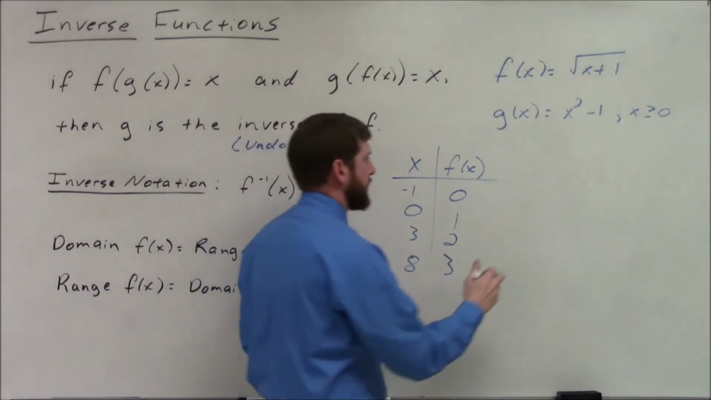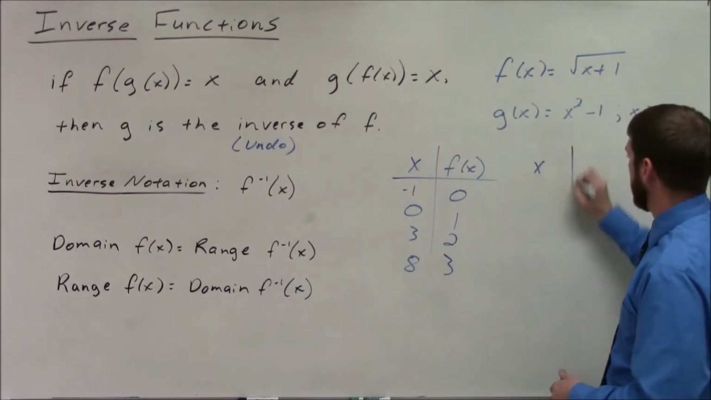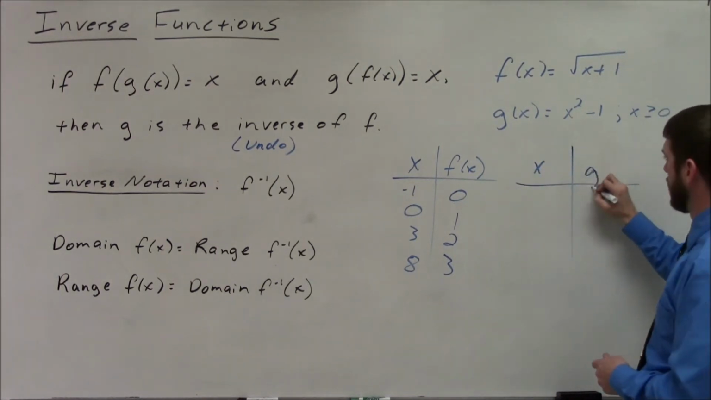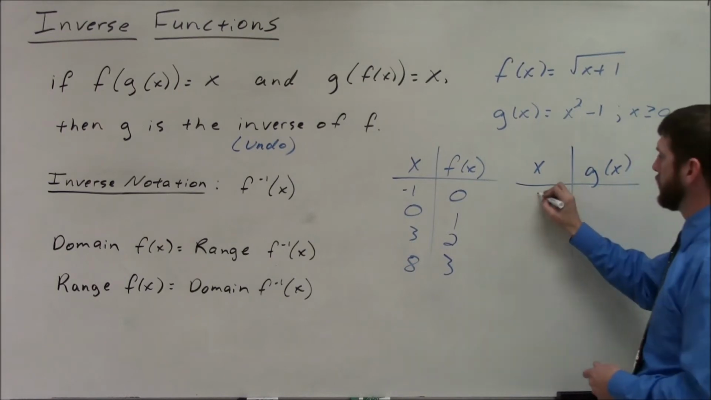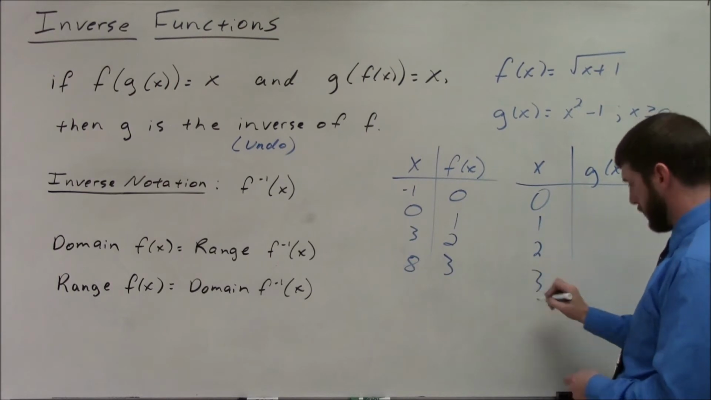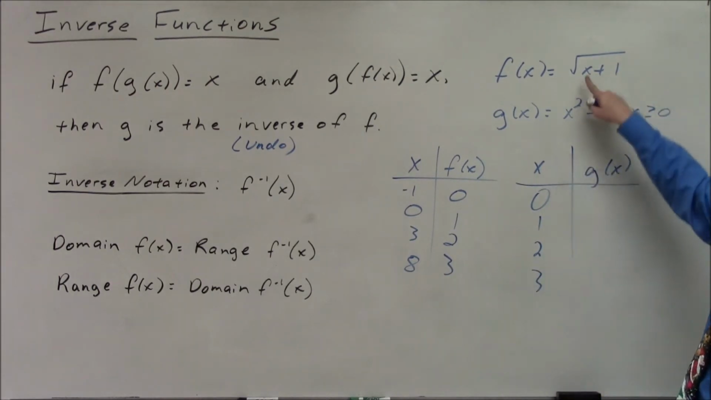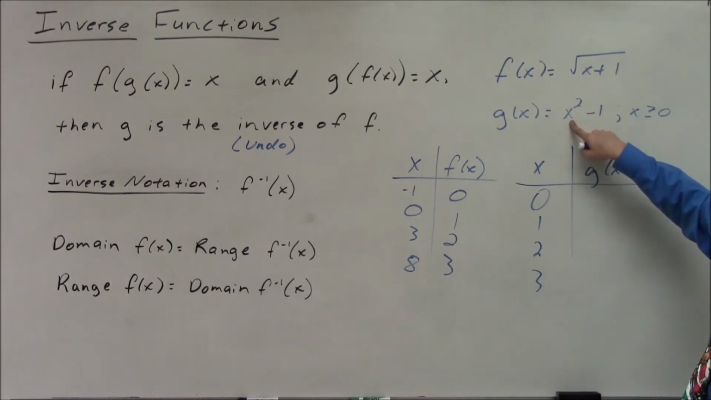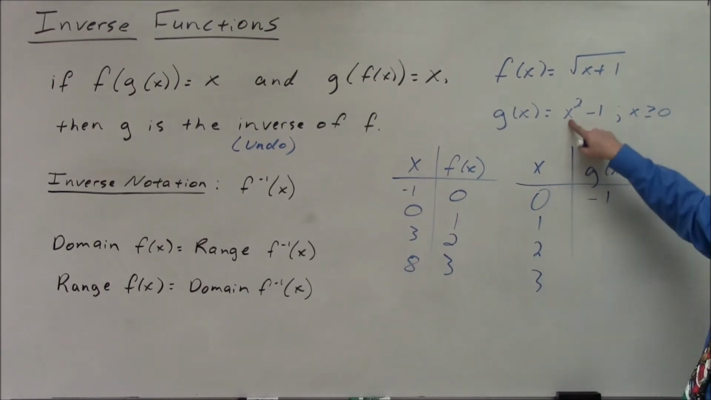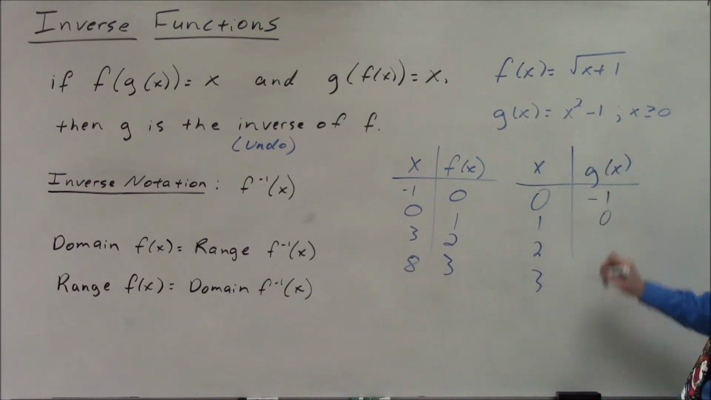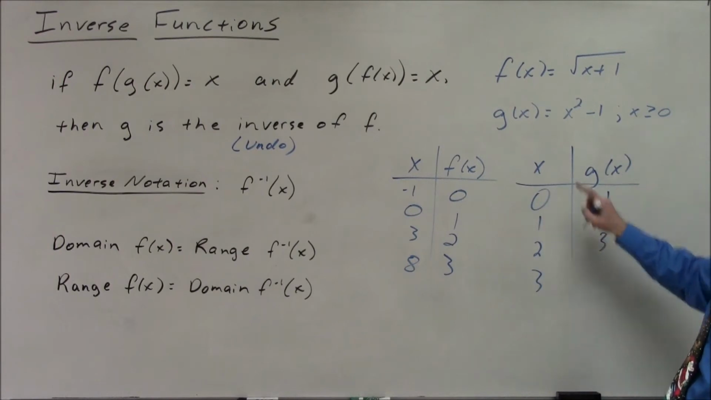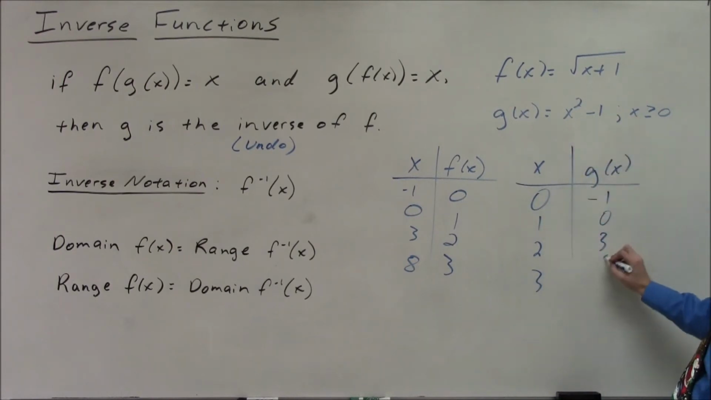Let's kind of flip this around and say that if we had our g equation, let's use these values right here, 0, 1, 2, and 3, and see what happens. So 0 squared is 0, minus 1 is -1, and then 1. 1 squared is 1, minus 1 is 0. And 2. 2 squared is 4, minus 1 is 3. And then 3. 3 squared is 9, minus 1 is 8.